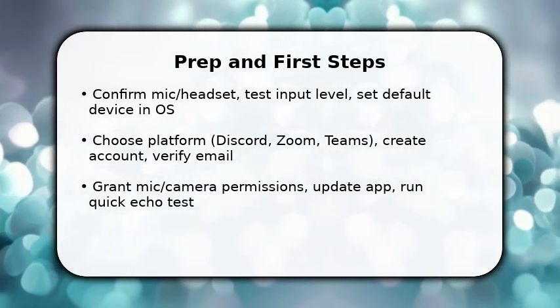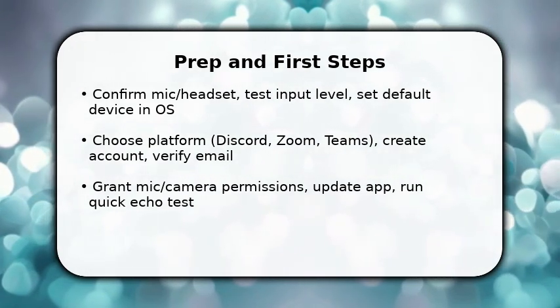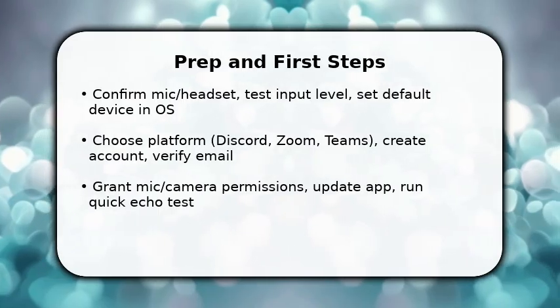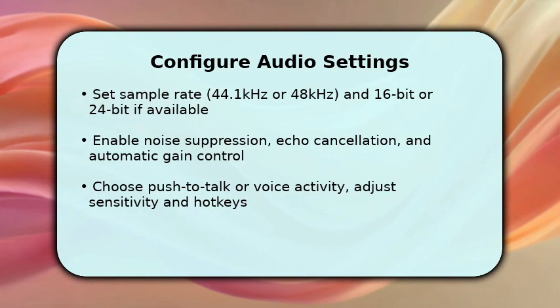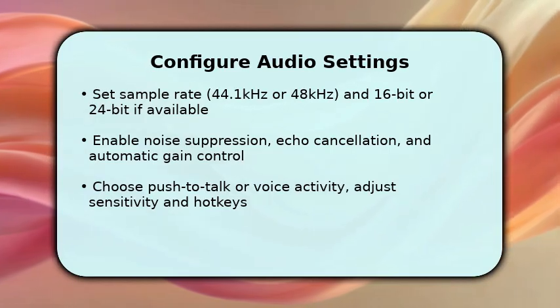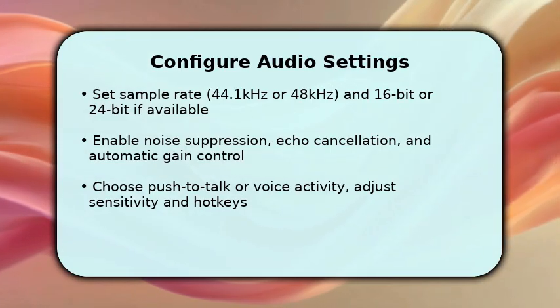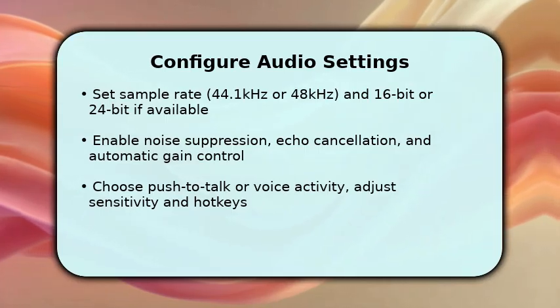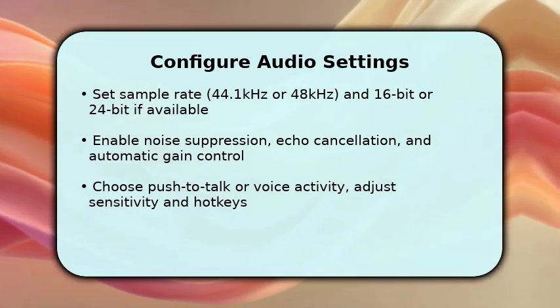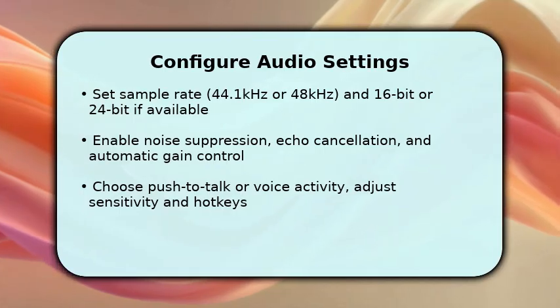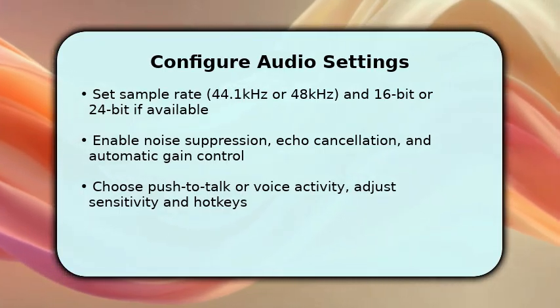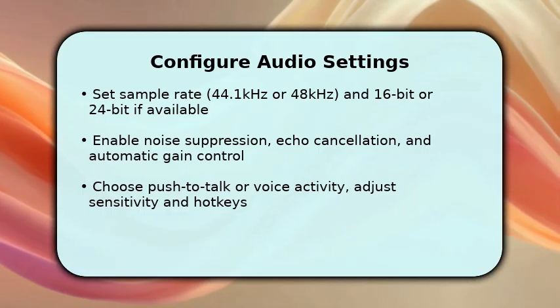Now you optimize how voice behaves in a live session. Open audio settings and choose 44.1K Hz or 48K Hz for consistency, and prefer 16-bit unless recording requires 24-bit. Enable noise suppression and echo cancellation to reduce room artifacts, because clean audio improves comprehension and reduces fatigue.